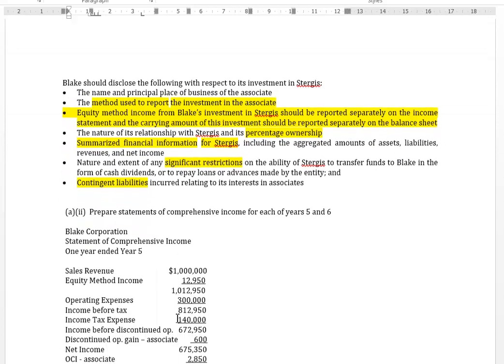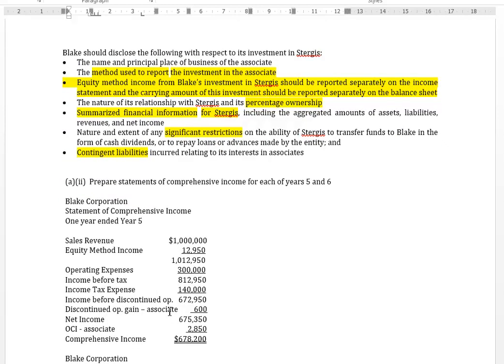I'll talk to you a little bit about what Blake should disclose regarding its equity investment in Sturgis, given that it has significant influence. I just highlighted some of the key things. The name and the place of the associate is important, but the method used to report the investment in associate, again, if you're an ASPE company, you have to say whether you're using the cost or the equity method. If you're a publicly traded company, you still have to say you're using the equity method. Now, you have to report any equity method income from Blake's investment in Sturgis.